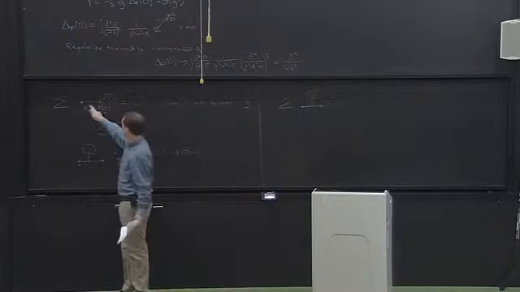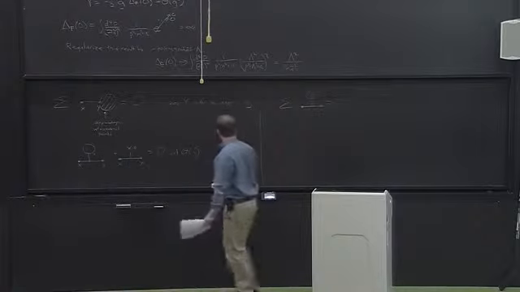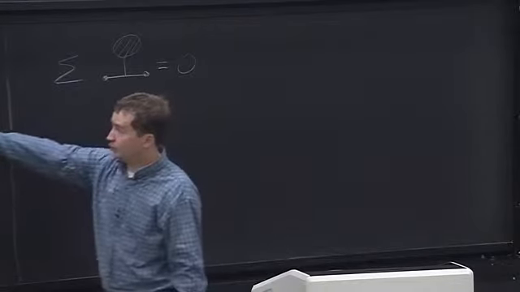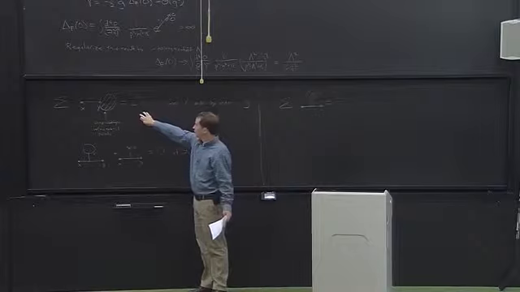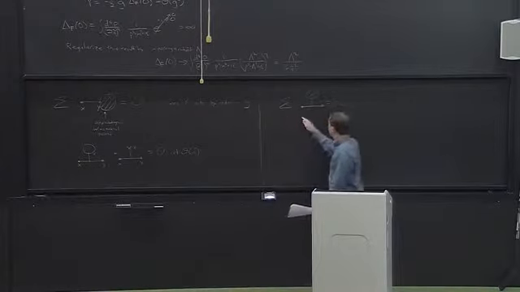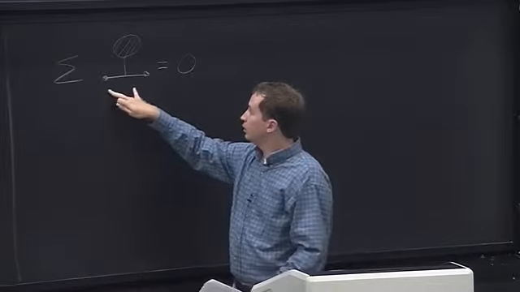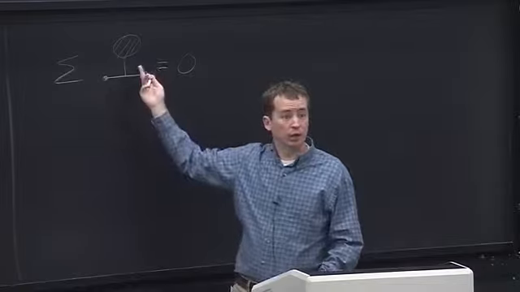So diagrams of this form are known as tadpole diagrams. They sort of look like tadpoles. And what we see is that if we demand that the sum of all the tadpole diagrams vanish, that tells us that the sum of all diagrams with tadpole subdiagrams vanish.